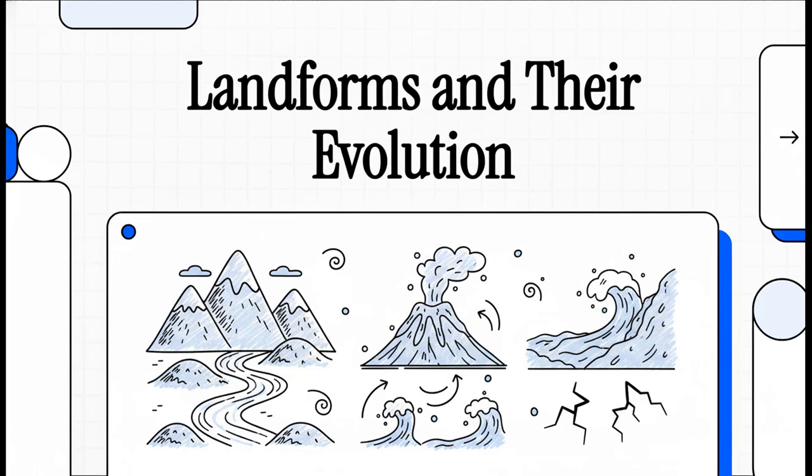Have you ever just stopped and wondered how a massive mountain or a super deep canyon actually got there? Well, the surface of our Earth isn't static at all. It's more like a masterpiece that's constantly in progress, being shaped by these incredibly powerful forces. In this explainer, we're going to dig into the story of how our world gets its shape, drawing straight from the Class 11 NCERT chapter on landforms and their evolution.